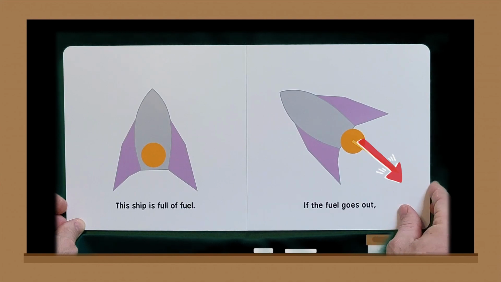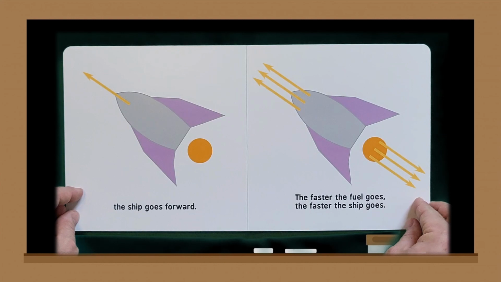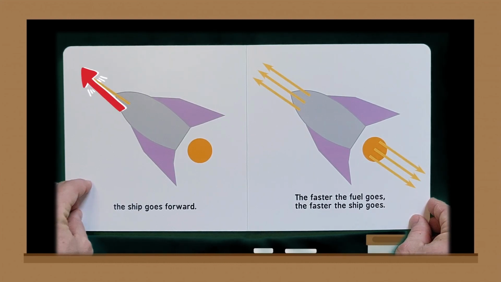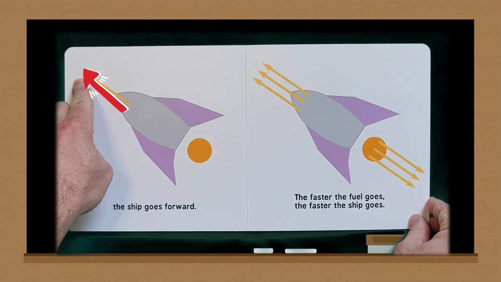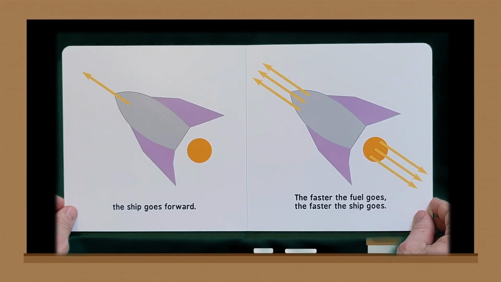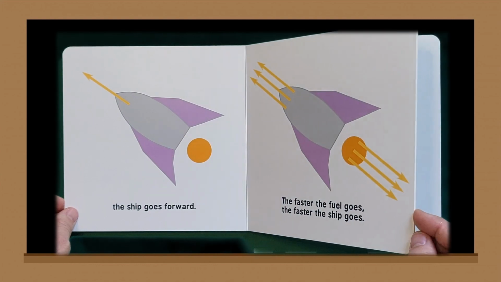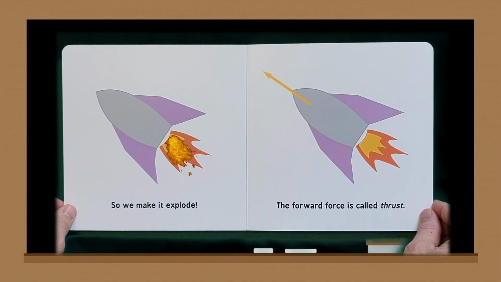What do you think happens? The ship goes forward. See the fuel going out and the ship going forward? The faster the fuel goes, the faster the ship goes. So we make it explode. The forward force is called thrust.